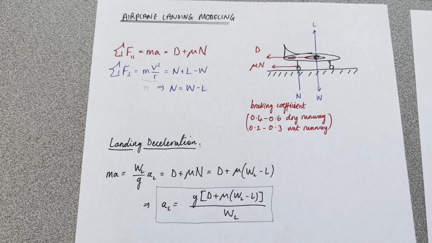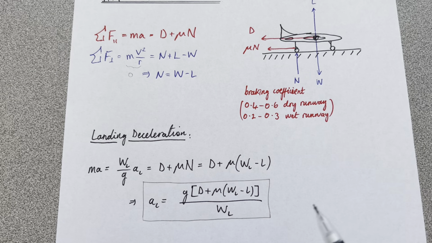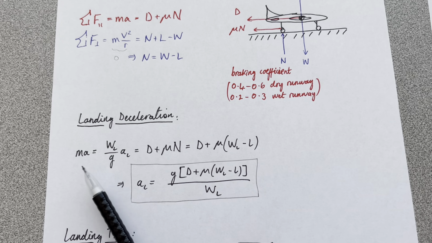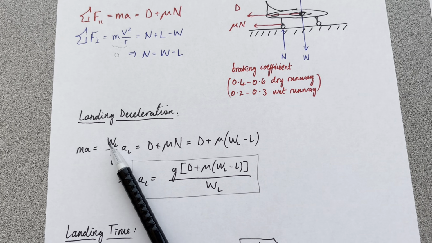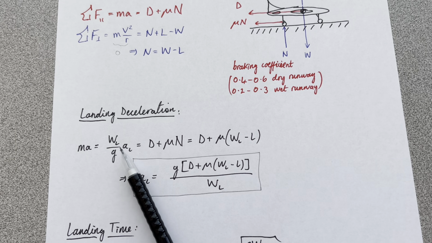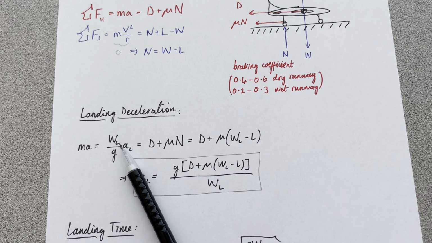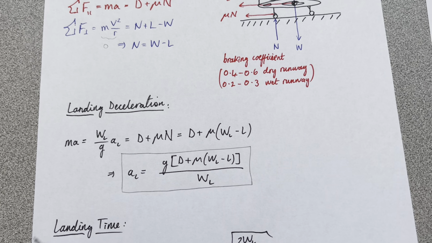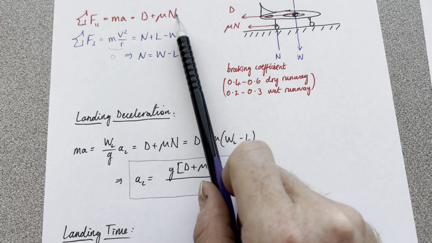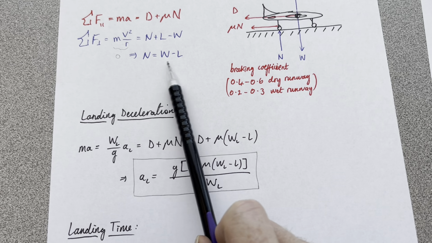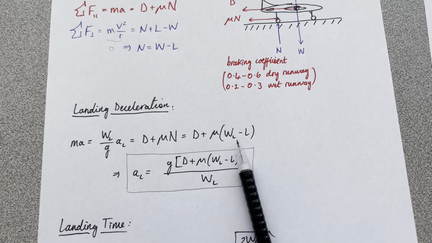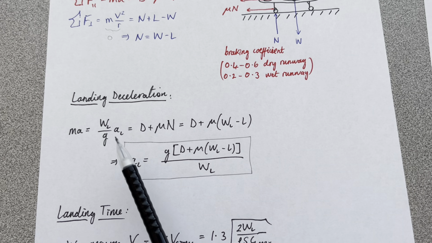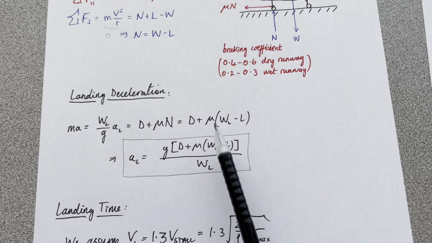Then we can derive an expression for the landing deceleration from the first equation up here, F equals ma. So m, the mass of the airplane, is just the weight over the acceleration due to gravity, specifically the landing weight, which I've designated with the subscript L, multiplied by the landing deceleration, A sub L. So D plus mu N from here, replacing N with the expression we found from the perpendicular summation. Once we have that, we can rearrange it for A sub L, multiply both sides by g, and divide both sides by W_L to get this.